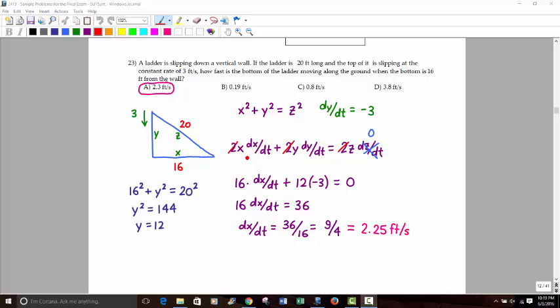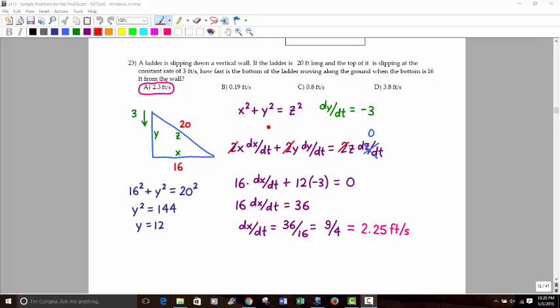So we have x, which is 16. We have dx/dt, which is what we're trying to find, that rate going across. We have dy/dt, but we don't have y. But we can get that real easily by going back to our original Pythagorean equation and solving that for y. So even after you take the related rate equation derivative, you still need that original equation. So Pythagorean theorem, real easy, that's going to be 12. So the ladder will be 12 feet high.